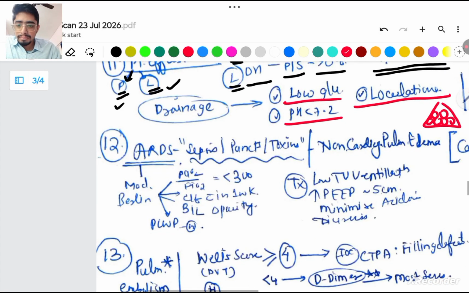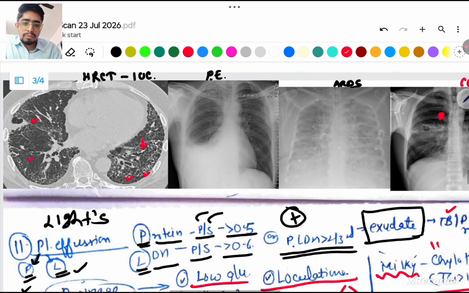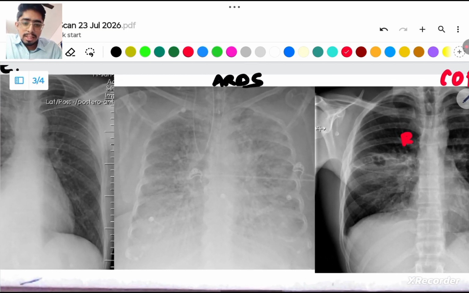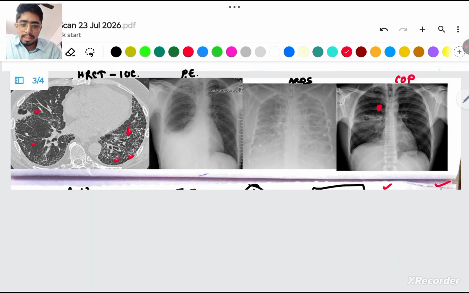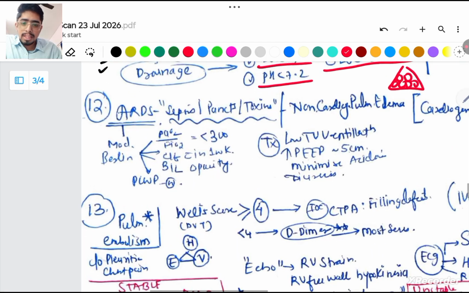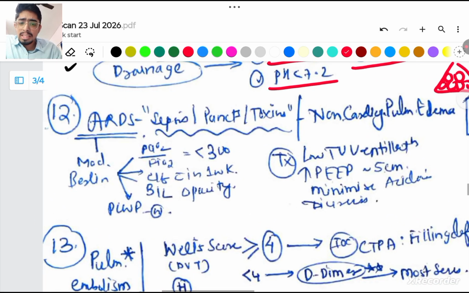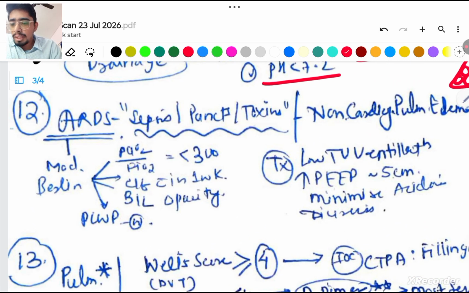Now, you already saw the picture of ARDS like this. This is the chest X-ray of ARDS. Okay. Now, what is ARDS? It is acute respiratory distress syndrome. Now, we have a modified Berlin criteria. Modified Berlin criteria for ARDS.